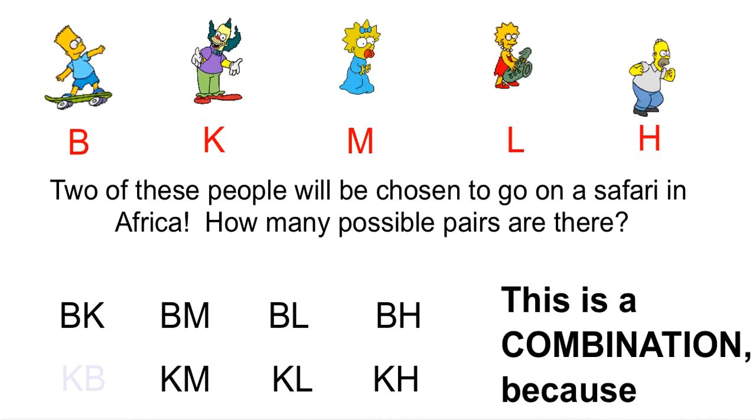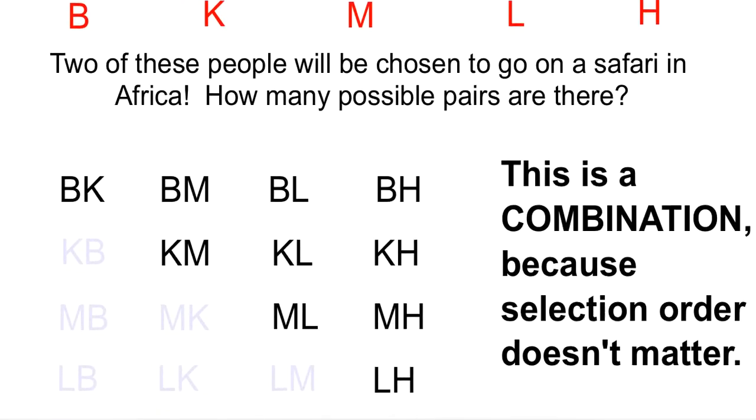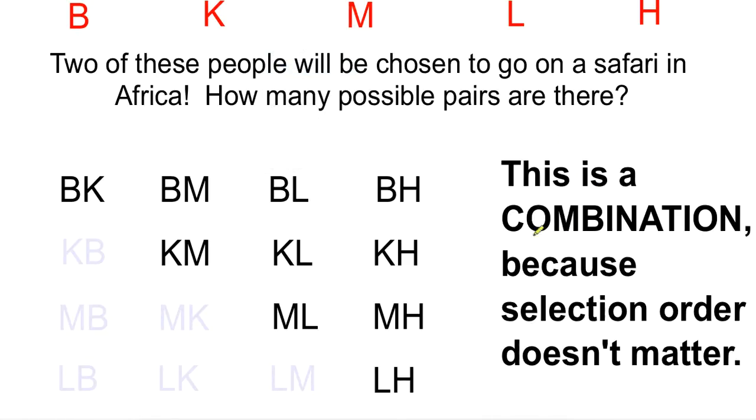Okay, this is the list I came up with. I came up with these items that are in black here. I called it a combination because, if we're just picking from a hat who gets to go, it doesn't matter if I pick Bart first and Krusty second. They're both still going on the trip. It doesn't matter whose name gets drawn first. That's why this particular situation is called a combination. And that's because order doesn't matter.